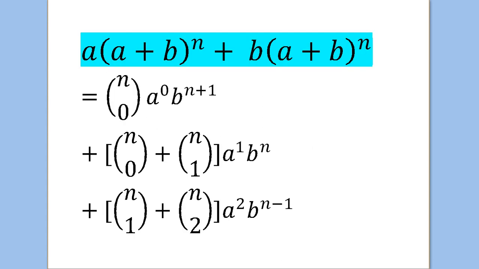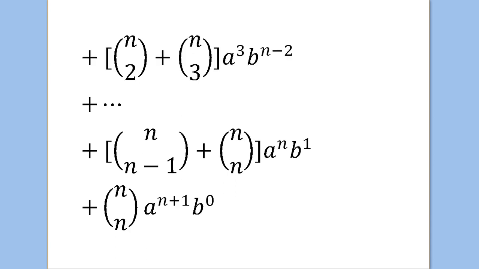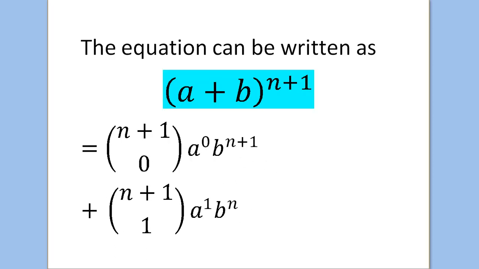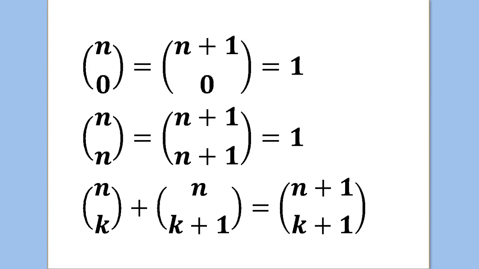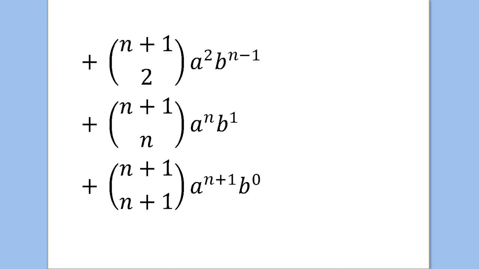So for that first one, n choose 0, a to the 0, b to the n plus 1, what we've done is we've replaced the n by n plus 1. We're allowed to do that because they equal the same thing. They equal 1. With the second one, n choose 0 plus n choose 1 times a to the 1, b to the n, we have replaced that with n plus 1 choose 1. And that comes from that third result. And all the rest follow like that.